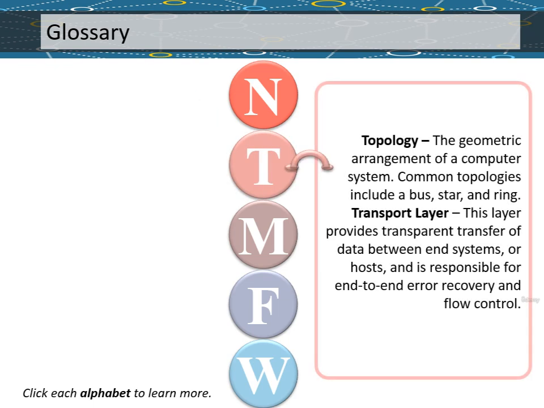T. T stands for topology, the geometric arrangement of a computer system. Common topologies include a bus, star, and ring. T also stands for transport layer. This layer provides transparent transfer of data between end systems or hosts and is responsible for end-to-end error recovery and flow control.